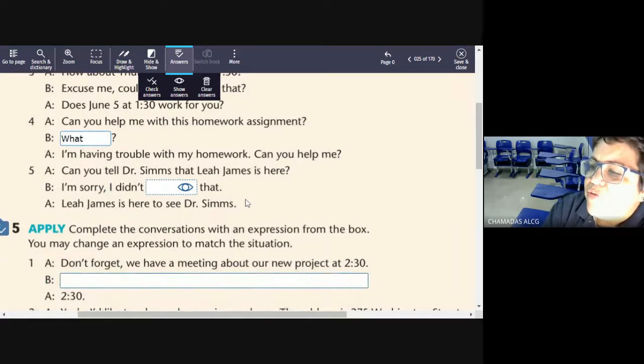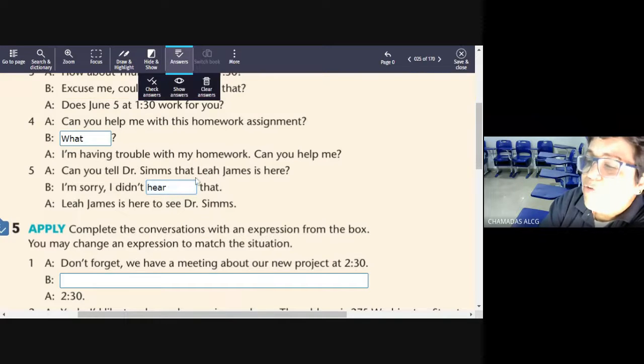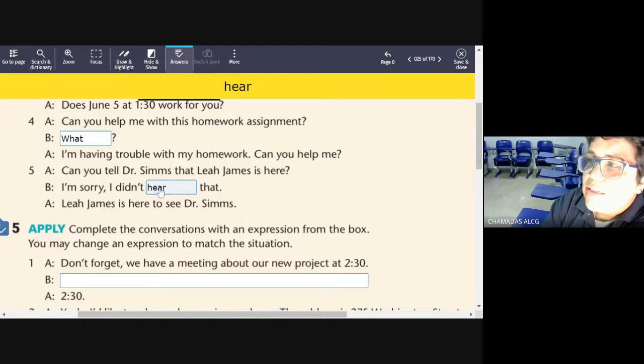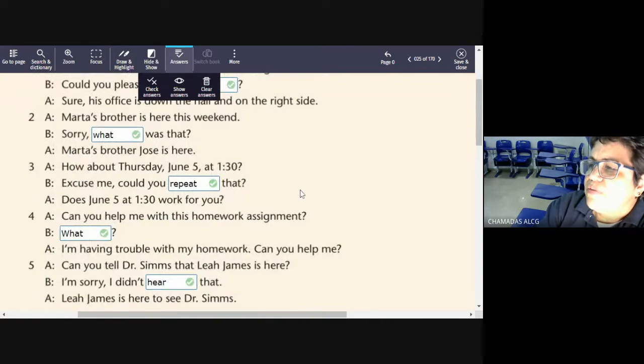Now, number 5. Okay. Catch or hear. Okay. Could be I didn't hear that or I didn't catch that. Okay, guys, of course, I didn't catch that is more British. But it's okay to say that if you want. So you can say, oh, I didn't hear that, or I didn't catch that. Okay? All right, checking the answers.